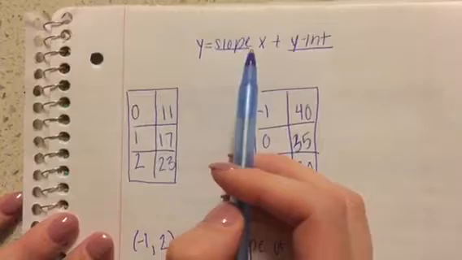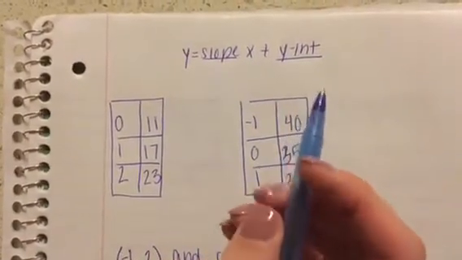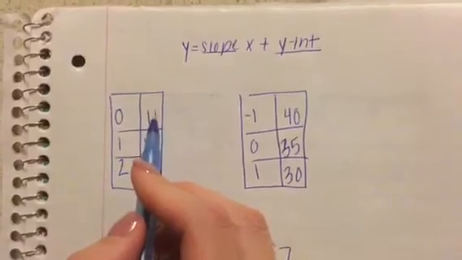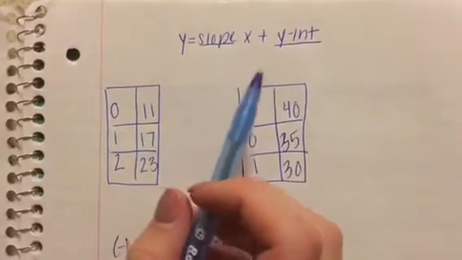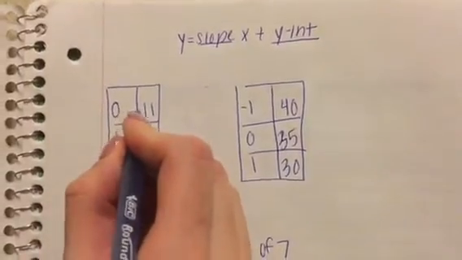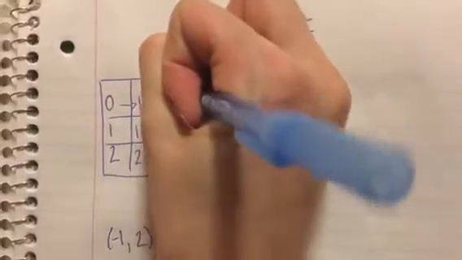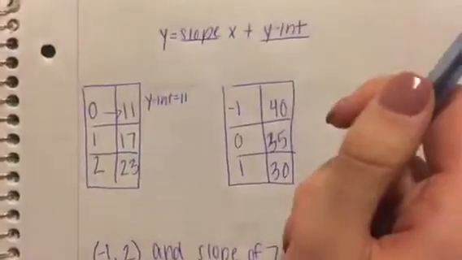And a lot of us are forgetting that my x goes with our slope because that's the amount of times that are changing. So looking at this first table, in order to find out what my y-intercept is, I find my 0, and whatever is across from it is my y-intercept. So in this case, my y-intercept would be 11.